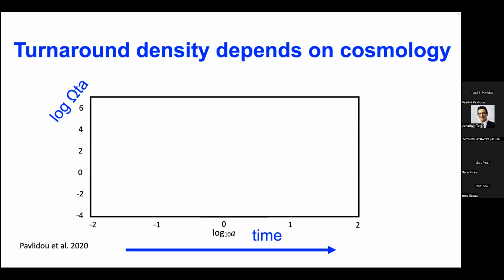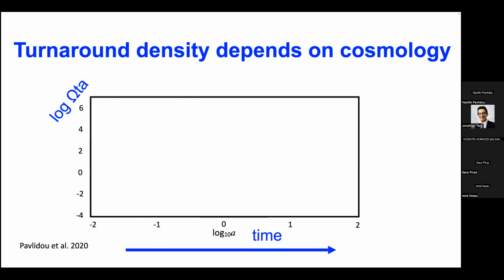On the x-axis, I have the logarithm of the scale factor of the universe. So this is today, scale factor equal to 1. This is the far future, and this is the far past. So time goes to the right.